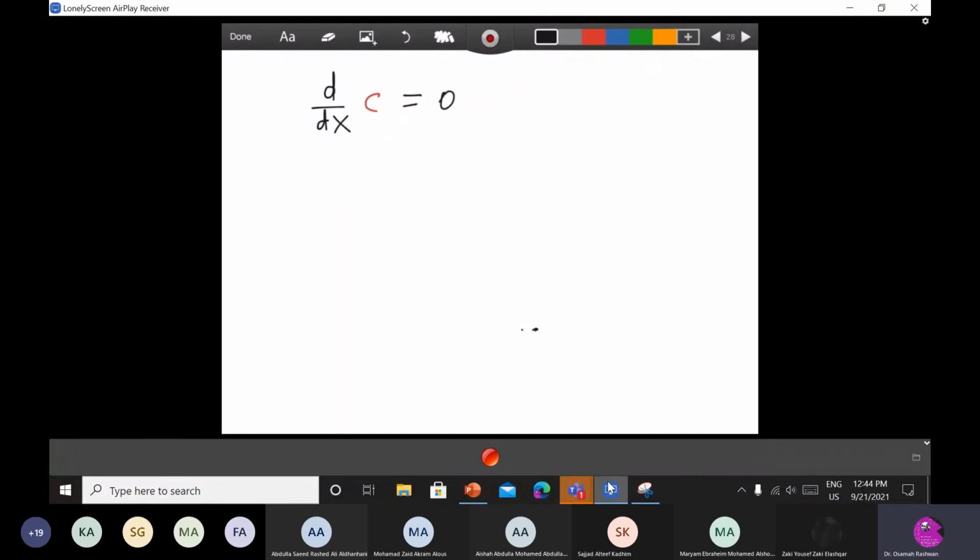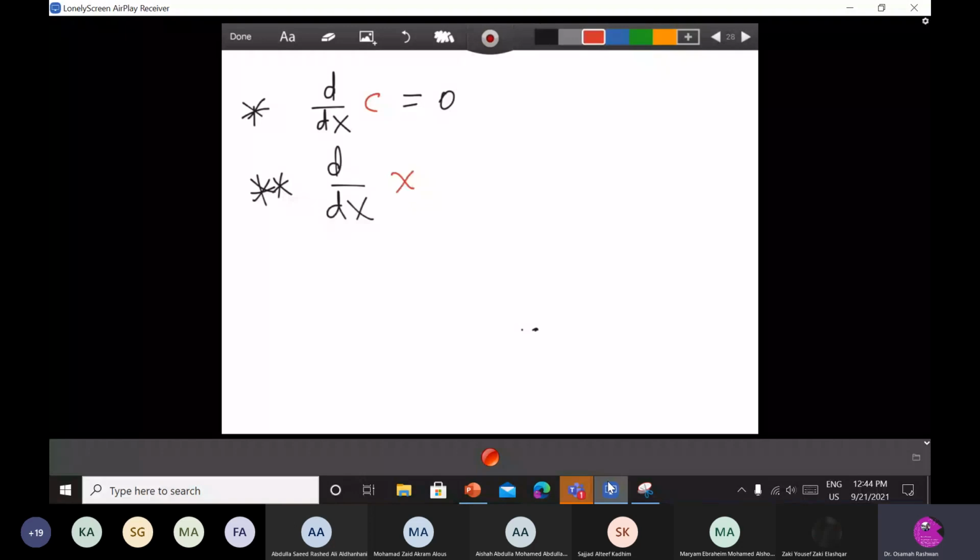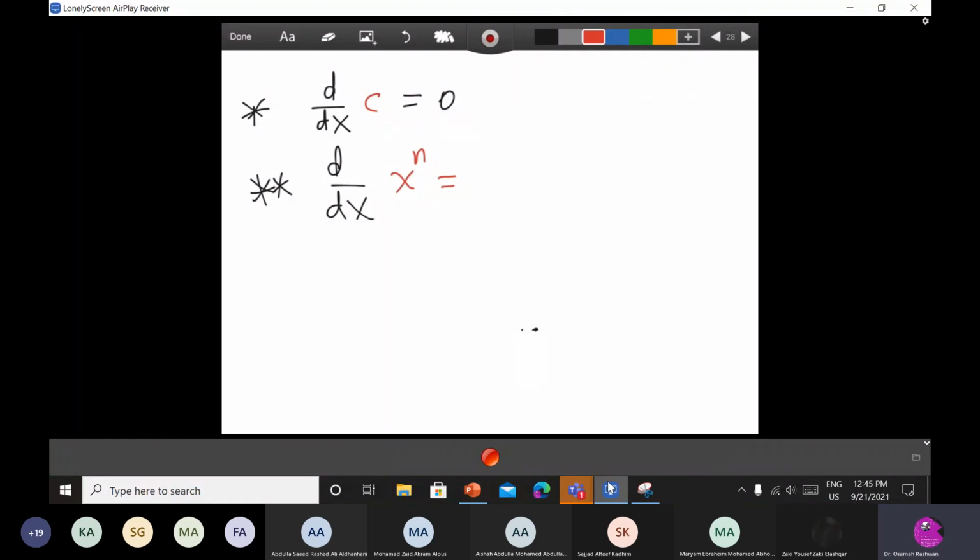This is the first rule. The second rule, we have d by dx for x to the power n. I will have it as I get the power down and subtract 1 from the power. These are the two rules.